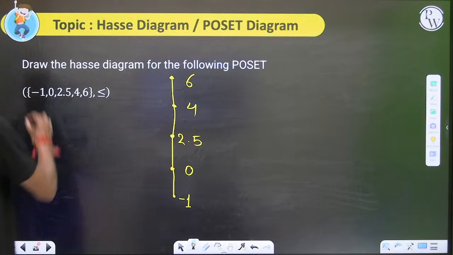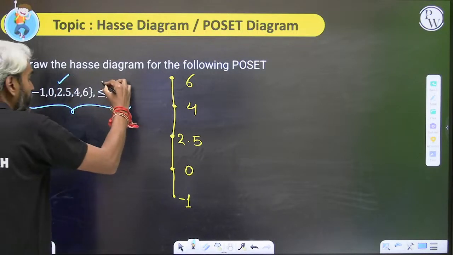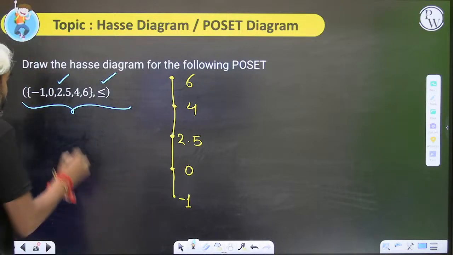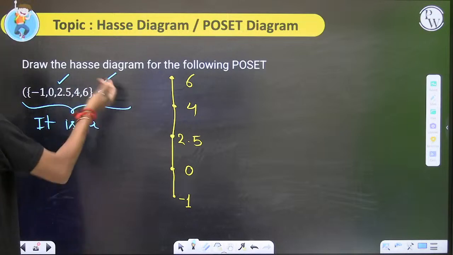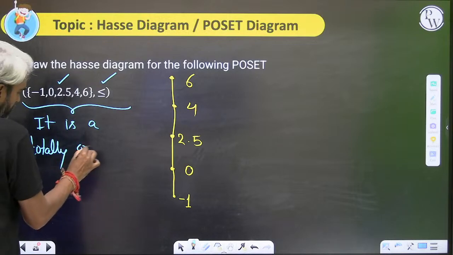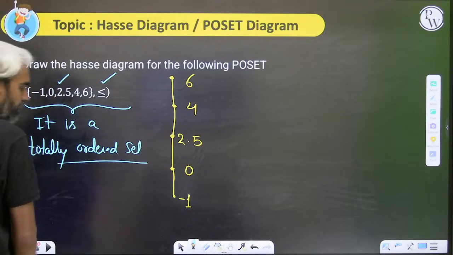One more important thing which you need to understand is that for any set of real numbers, the relation less than or equal to will be a total order relation. So it is a totally ordered set. Yes or no? It is a poset as well as a toset. Yes, sir. It is a totally ordered set.